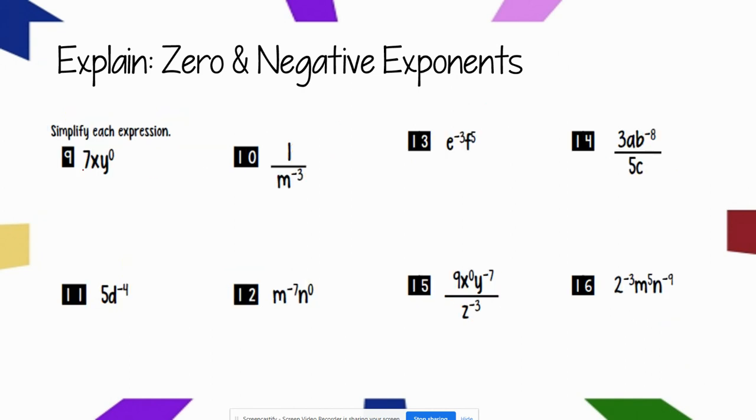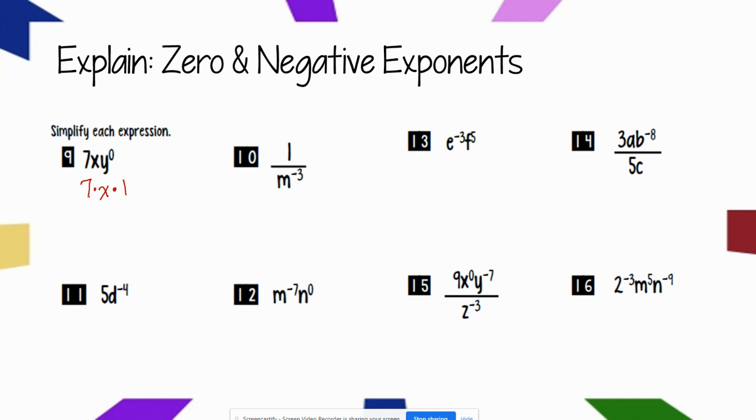Number 9 says 7xy to the 0 power. Well, if I look at this, I need to just take out the pieces that I know that I can work with. I can't do anything with 7 or x, but y is being raised to the 0 power. I know that anything raised to the 0 power becomes 1. So 7x means 7 times x. And then when I have the y, that also means times y to the 0 power, but y to the 0 power becomes 1.